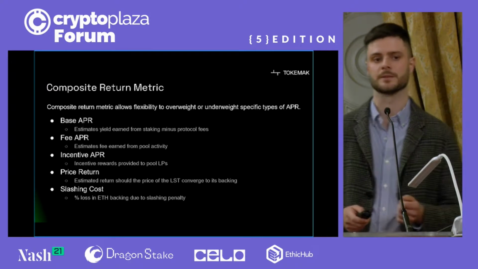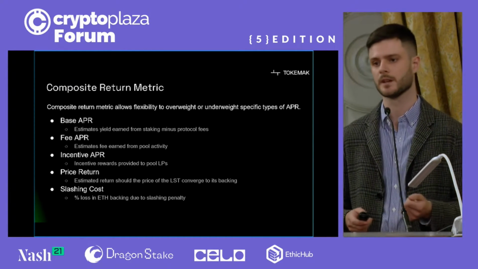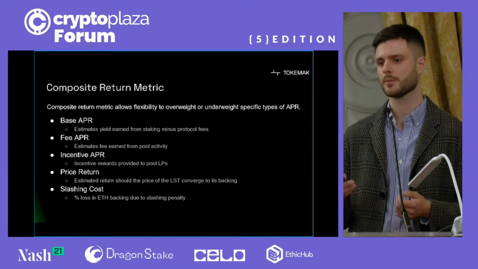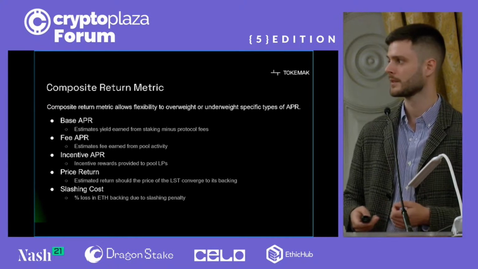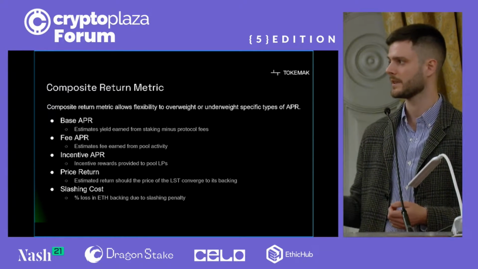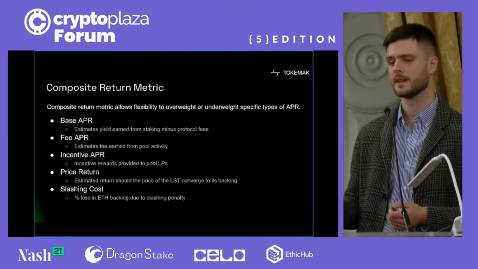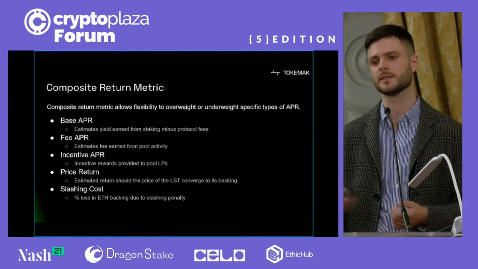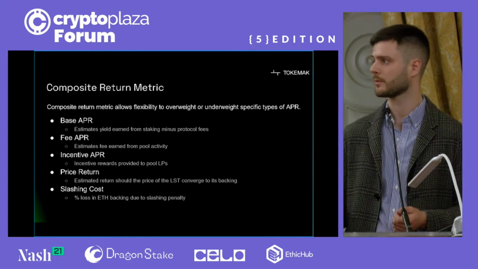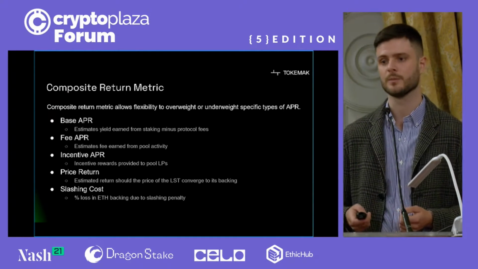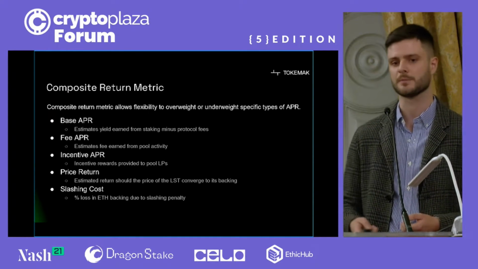Okay, composite return metric. If you recall, I said that you can't take APRs at face value. So what we do is we decompose and dissect the APR into all of its different components. You can see here the base APR, fee APR, incentives APR, etc. What this allows us to do is essentially to overweight or underweight different components. So for instance, if your alpha to improve performance is the incentives APR, you might want to overweight this parameter versus, for instance, the fee APR, which can be noise.